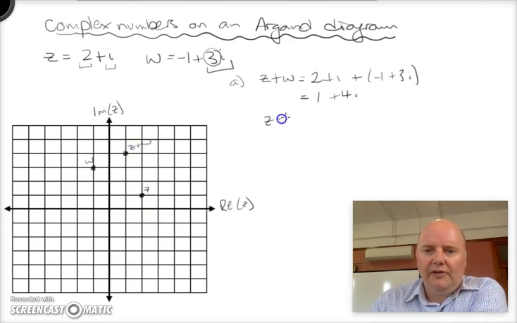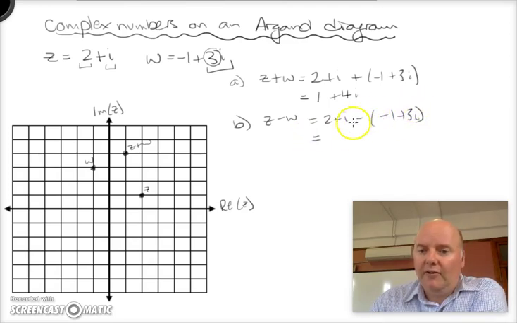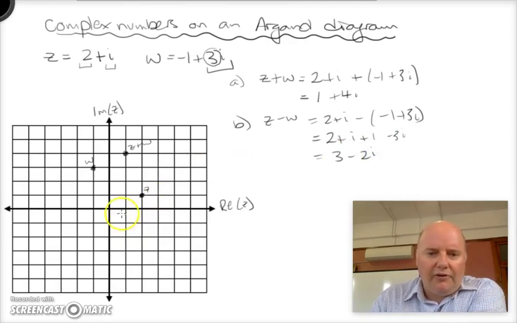And alternatively, if we wanted to do z minus w, we go 2 plus i minus (minus 1 plus 3i). This is where putting that in brackets is important, so you distribute that negative across it. So 2 plus i plus 1 minus 3i gives you 3 minus 2i. Where's 3 minus 2i? 3 across, 2 down. That point there would be z minus w.